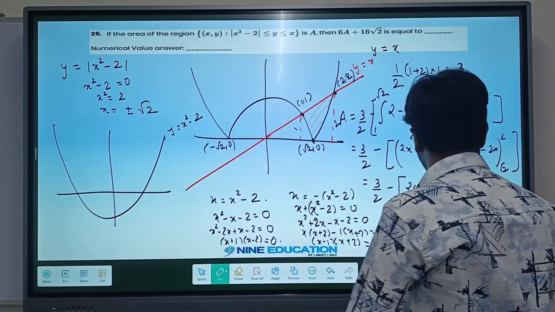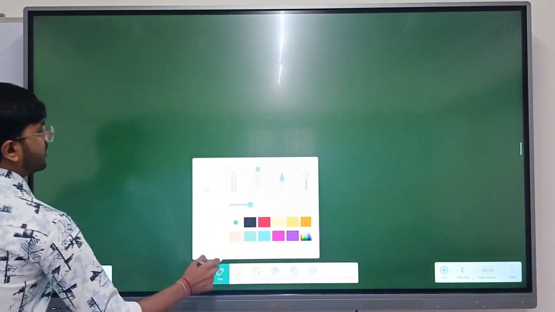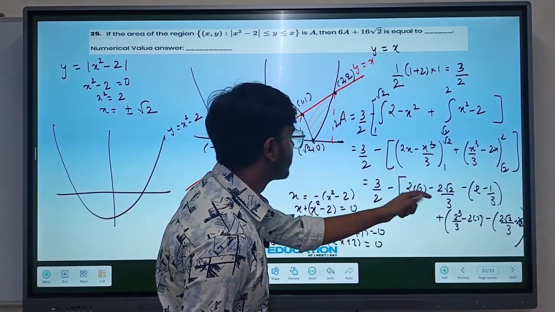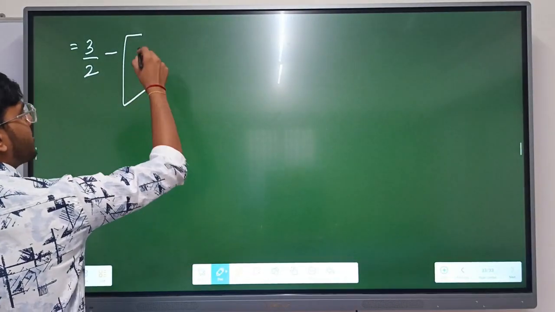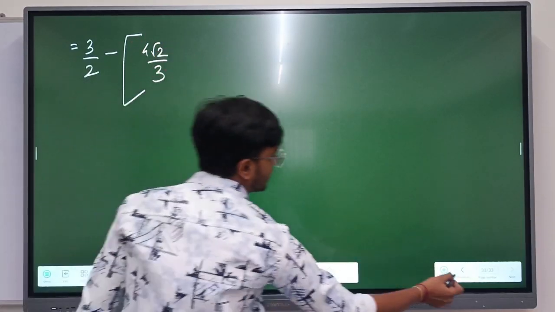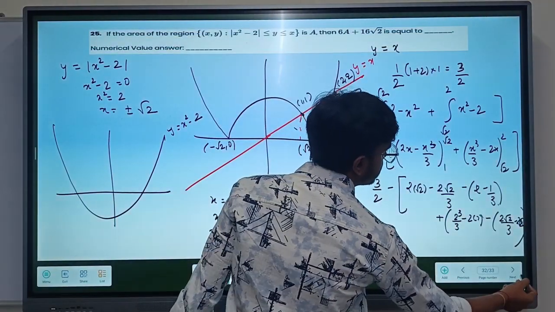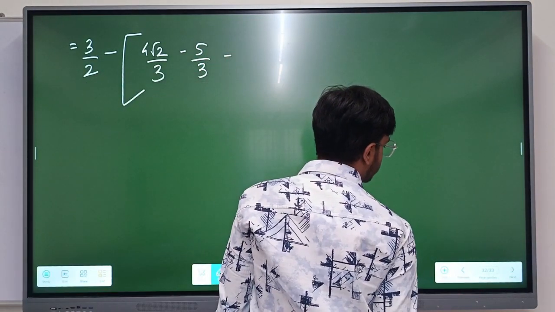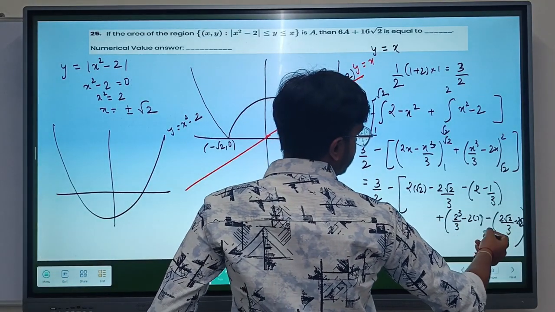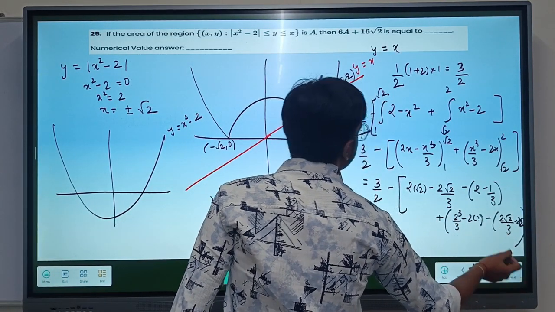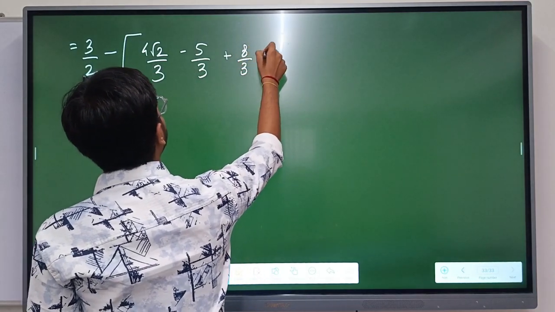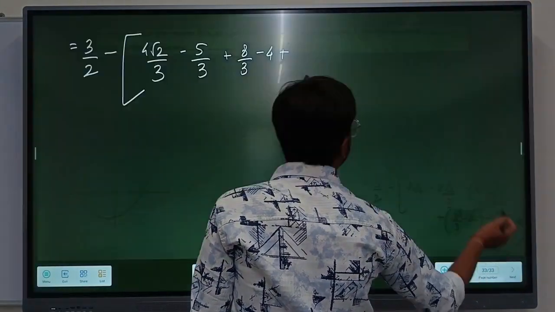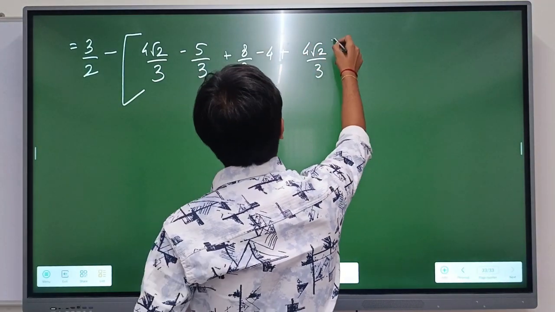So while solving this, we'll get our answer as 3 by 2 minus of 2 root 2 minus 2 root 2 by 3, 2 root 2 into 1 minus 2 by 3, that is 4 root 2 by 3, minus 2 minus 1 by 3, 2 minus 1 by 3 would be 5 by 3, plus 2 cube by 3 minus 2 into 2, 2 into 2, 4, that is 8 by 3 minus 4, plus this will also be again 4 root 2 by 3.